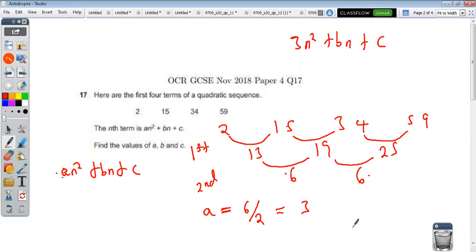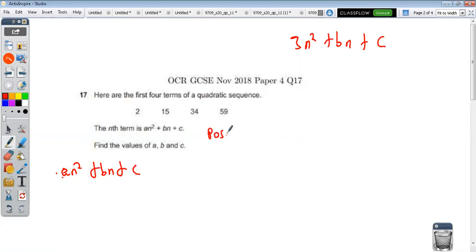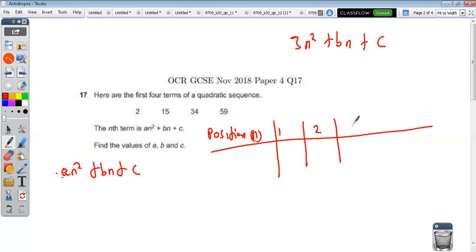Clear? Making sense? Yes, sir. Okay. Now I'm going to do this so that I can answer. Maybe he wants me to do things in a long way. So I'm going to say position. I'm going to do a table so that I can answer Takuzo on the position n. So I'm saying position 1, position 2, position 3, position 4.